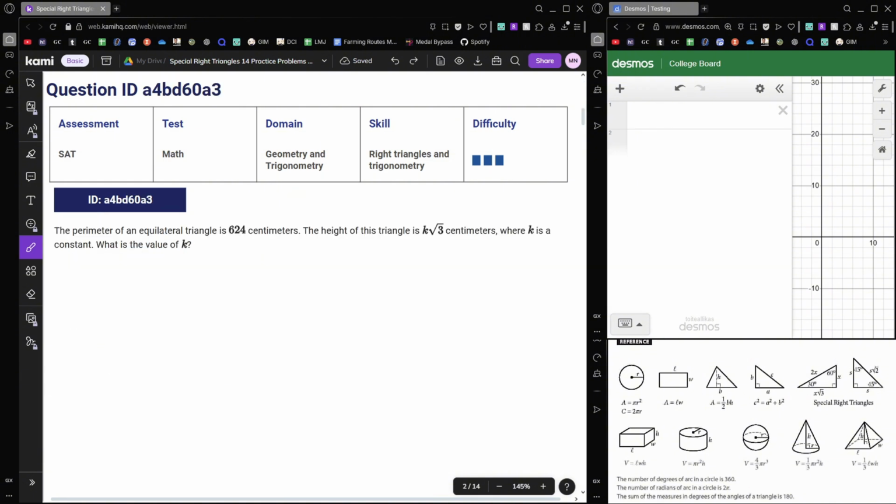Question number 2. The perimeter of an equilateral triangle is 624 centimeters. The height of this triangle is k square root 3 centimeters, where k is a constant, which means it's a number. What is the value of k?